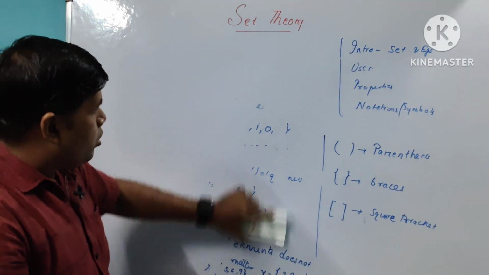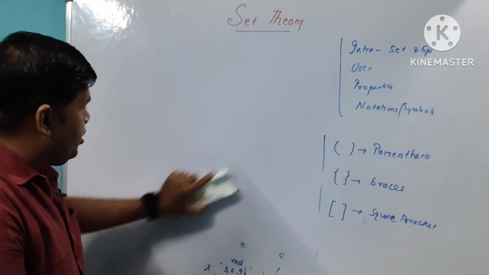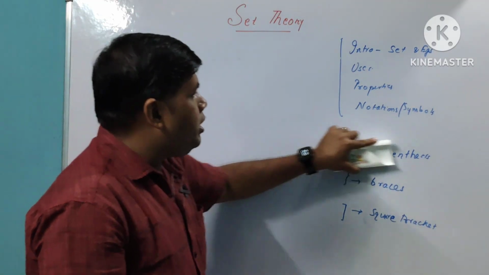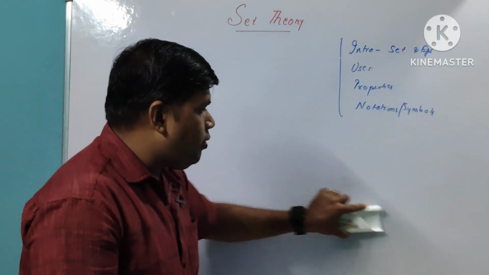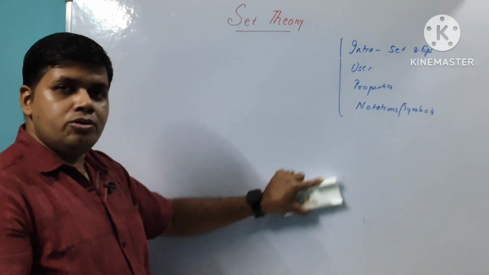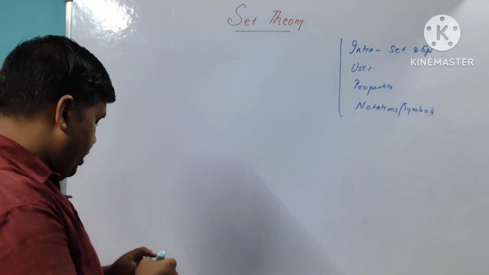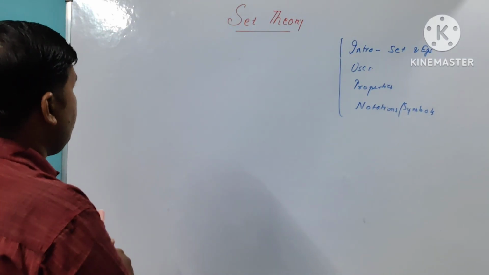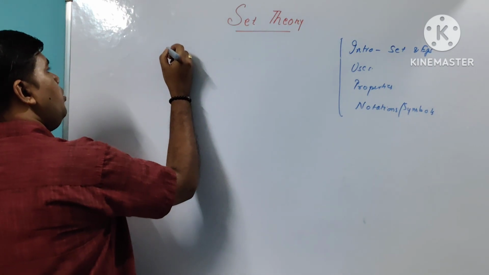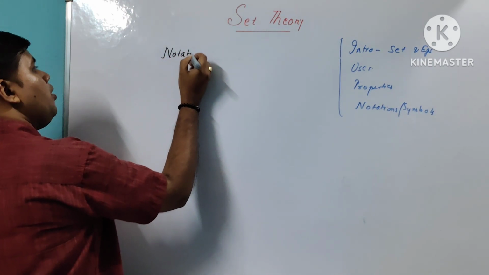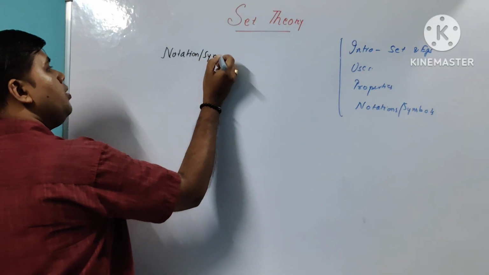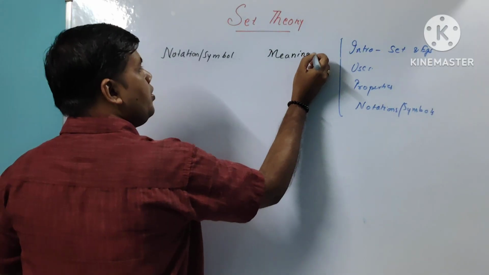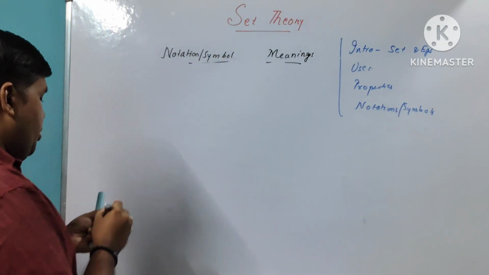Next we will look into the different notations or symbols that are used in set theory. In this video we will be looking into the notations only. We will go to the definitions and the usefulness of those notations in the subsequent lectures. So, notations or symbols, and their meanings.